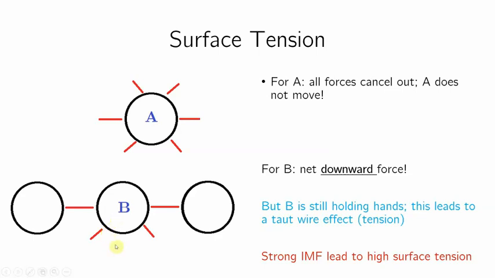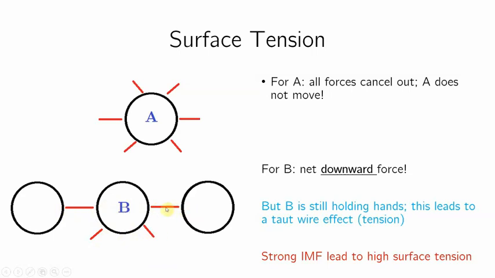Okay? Because they're pulling down, and B is still holding hands with its nearest neighbors, what happens? Imagine yourself holding hands with 2 people, and then someone comes and pulls down on your legs, but you're not letting go of your hands. Someone is pulling really, really strongly. What happens is, you feel a strain right here. And the stronger they pull, the more of this strain you feel.